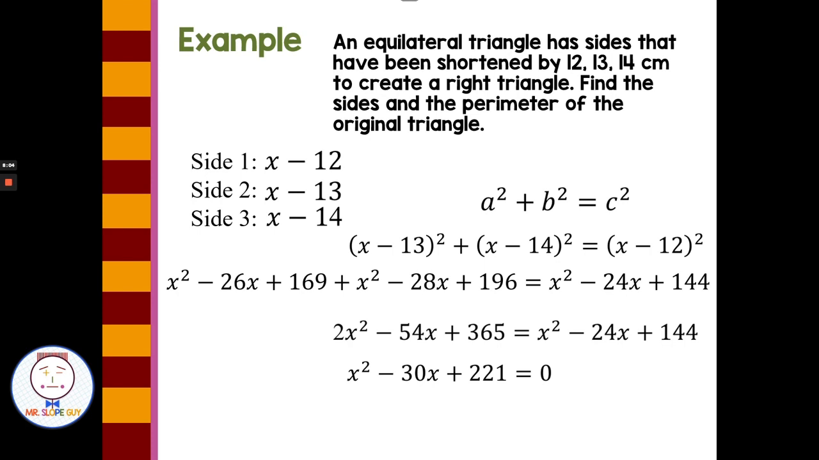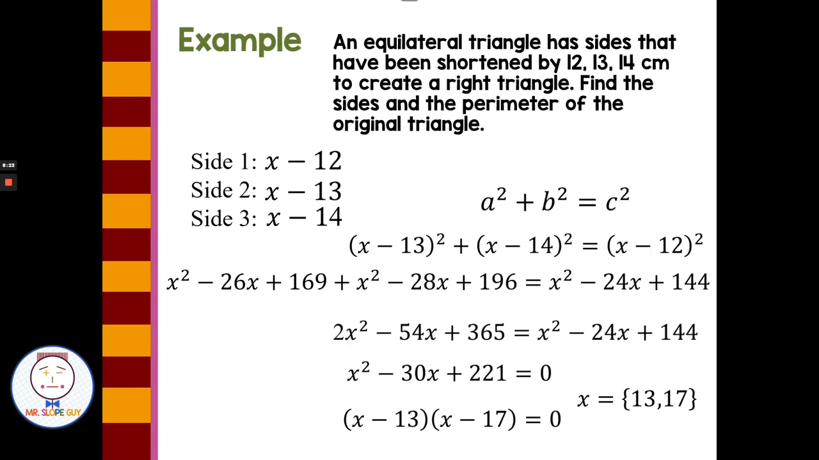Now that I'm in standard form, descending order equal to 0, I need to choose quadratic formula or factoring, and I'm going to choose to factor that as x minus 13 times x minus 17, which gives me solutions of 13 and 17. Now, we need to see, do these work in the original problem?